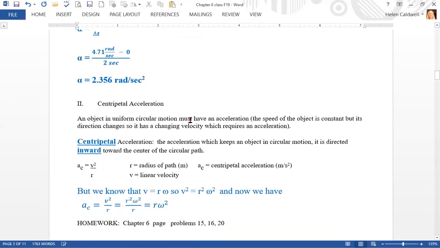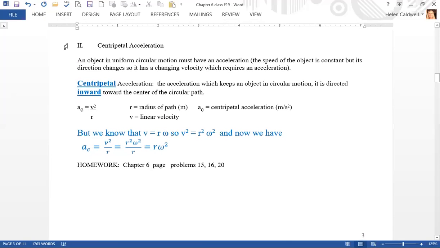All right, things going in circles. That gets us to centripetal acceleration. Objects in uniform circular motion have an acceleration. The magnitude is going to be constant, but usually it's the direction that's changing to produce that changing velocity. So when you go in a circular path, even if you're going at exactly 50 miles an hour around the circle, you have to continually change your direction, which means you're continually changing your velocity, even though the speed is the same. It stays 50 miles an hour.